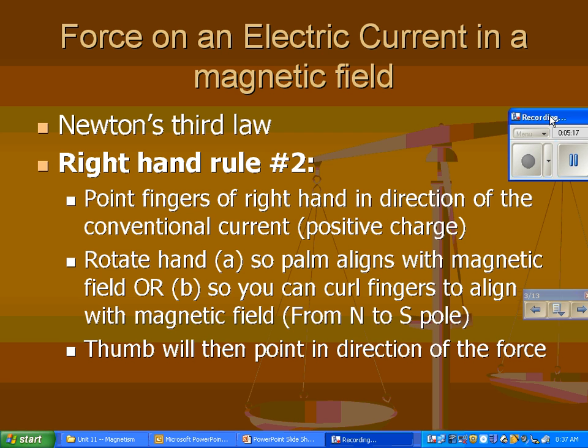Another way of thinking of that is you would align your hand so that if you bent your fingers, curled your fingers, they would then point the direction of the magnetic field. That's one way of doing it too. So straight fingers is current, bent fingers is field. Your thumb will then be the direction of the force that that wire will feel. So it's kind of like thumbs up. Yeah, kind of. Okay? Does that make sense?